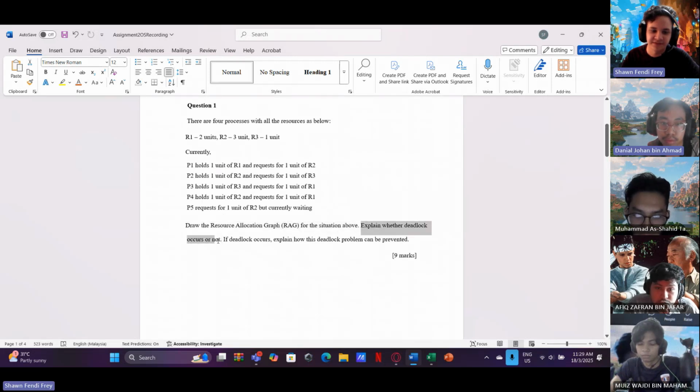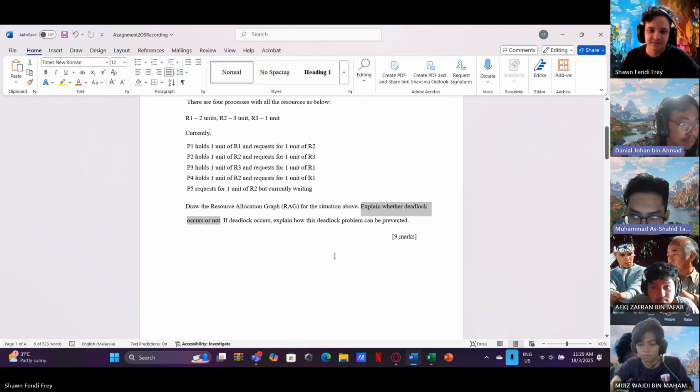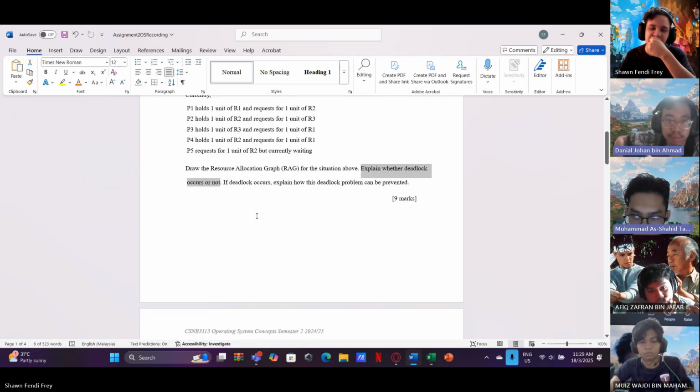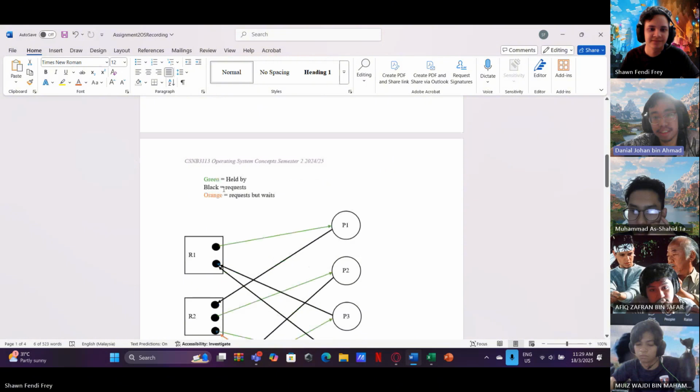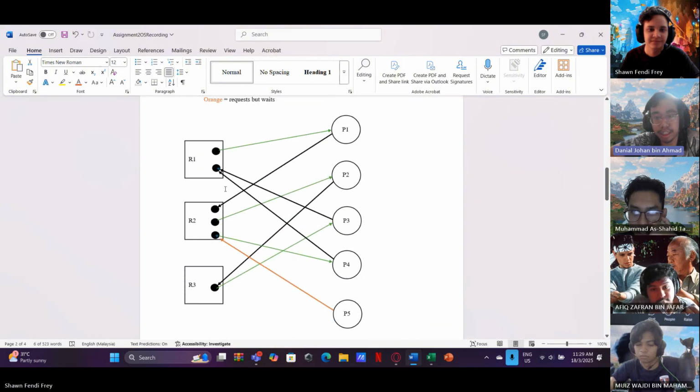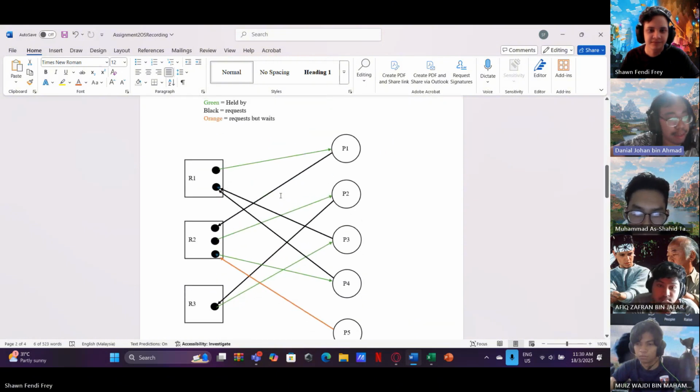Explain whether deadlock occurs or not. As we can see, deadlock occurs. Why? Because two processes, P3 and P4, are requesting the same resource, which is R1.